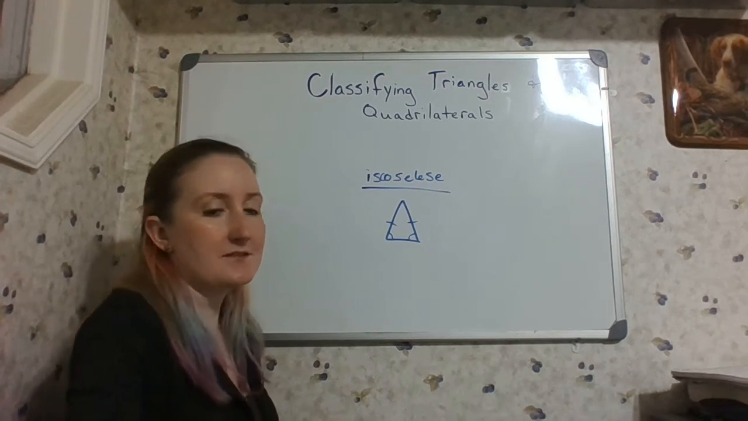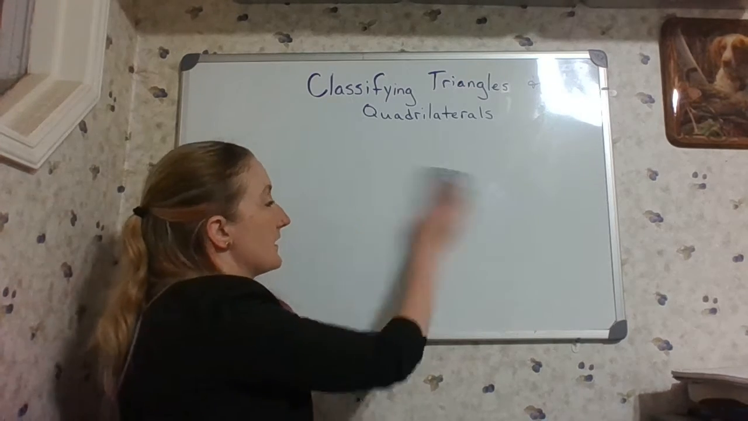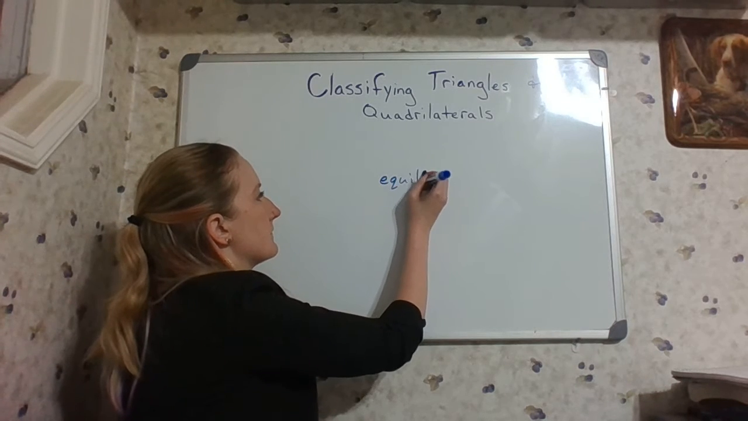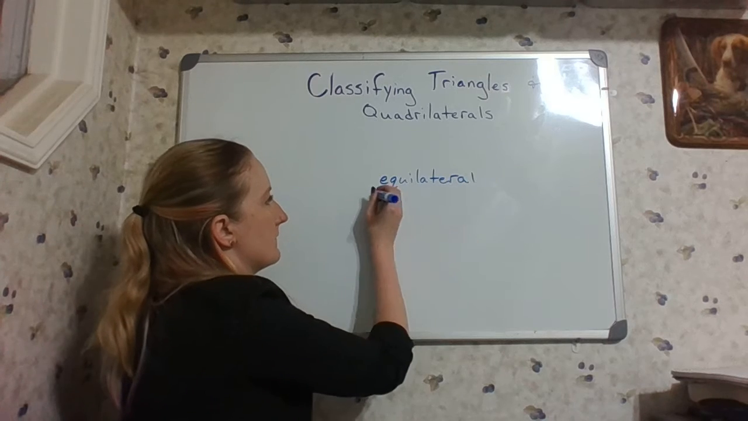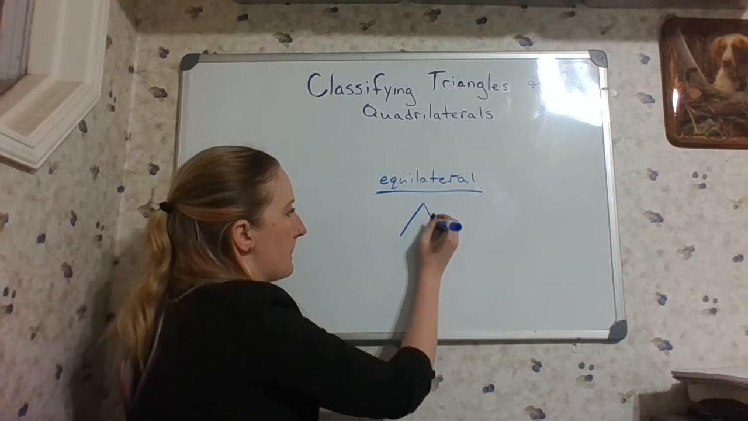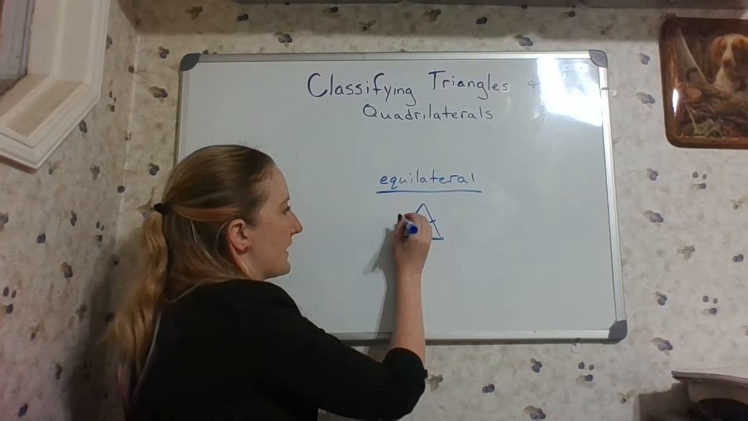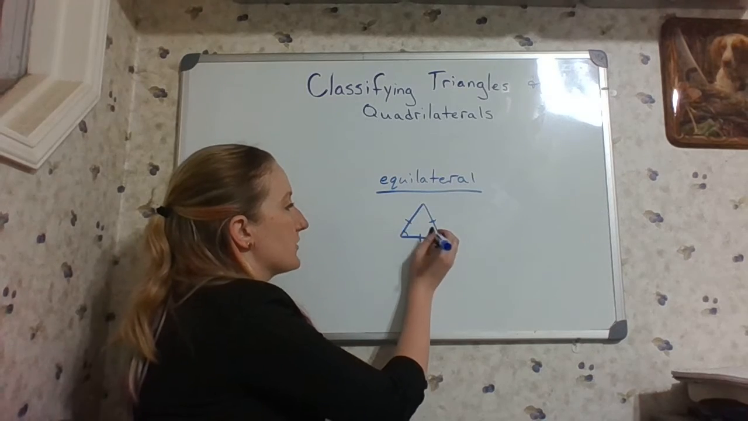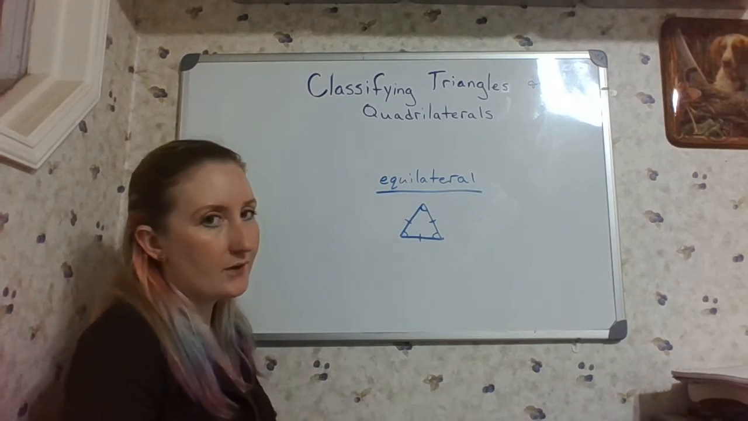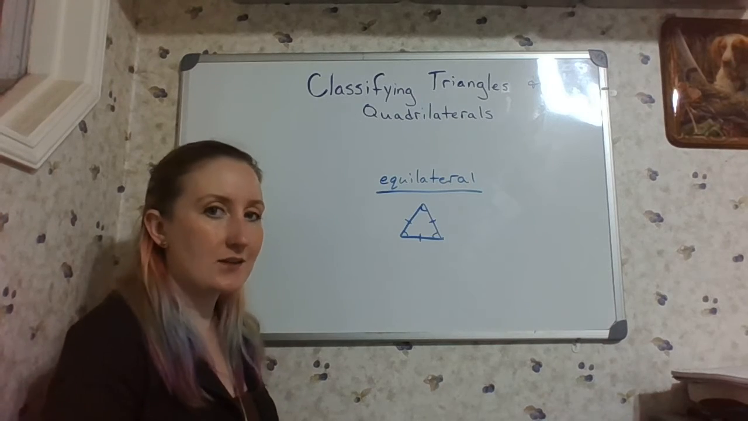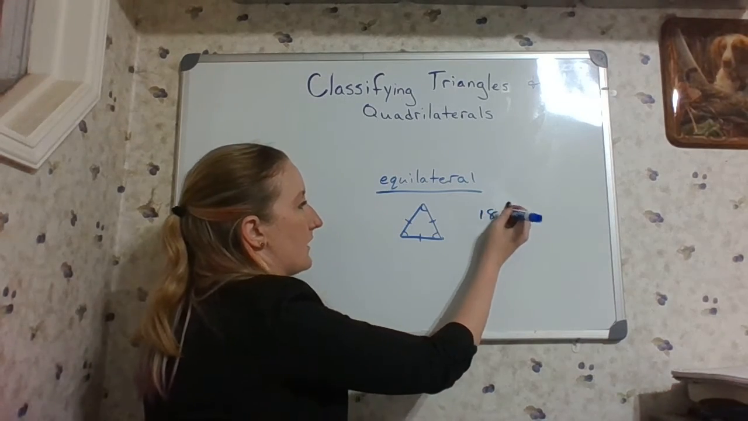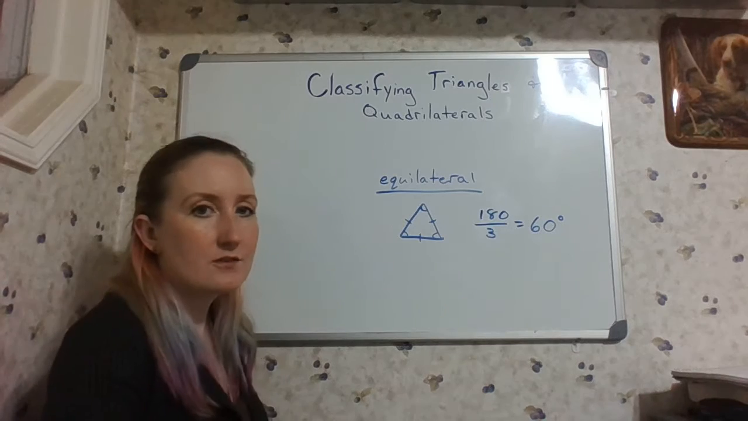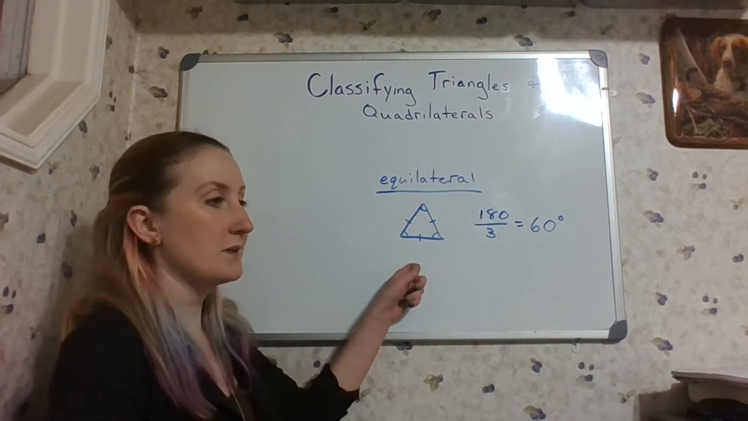The last one that we classify using its side lengths is the equilateral triangle. So equilateral looks like this. All of the sides are the same. The other fun thing about equilateral triangles is that all of their angles are also the same. And we know that because all of the angles in a triangle add up to 180, we can go 180 divided by 3, and we get 60 degrees for all of the angles in an equilateral triangle.